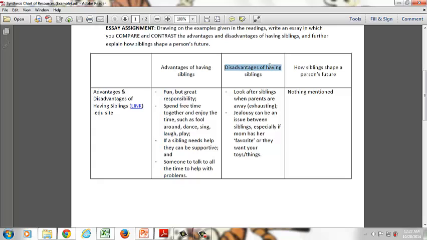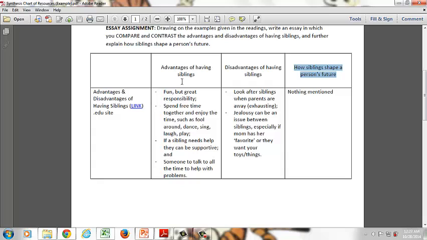This is my body 2 paragraph, is this whole column, everything all the way down, obviously below. And my 3rd body paragraph, because my essay assignment says what are the advantages, disadvantages, and how siblings shape a person's future. Okay, so my articles need to have something to be able to contribute to that, otherwise it's a waste of an article, I mean, just to be honest. So the articles that I read, the one that's stated here, the advantages and disadvantages of having siblings.